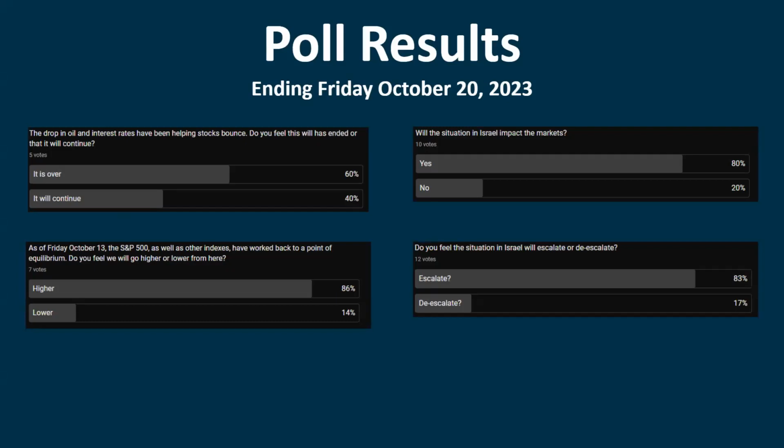And then, do you feel the situation in Israel will escalate or de-escalate? Pretty much everybody, 83% said that it will escalate, or 17% said that it will de-escalate. It probably hasn't escalated as quickly as a lot of people thought it would, but who knows? Maybe Israel's going in for the long haul.